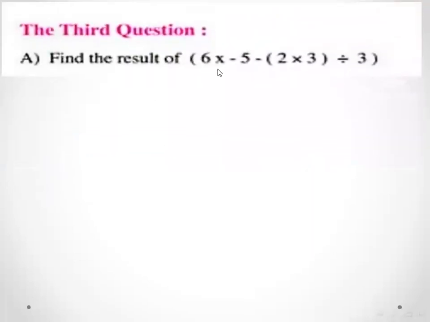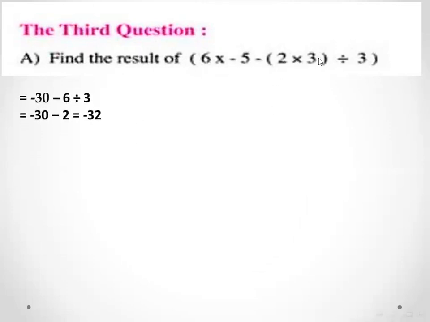Third question. Find the result of 6 times negative 5 minus 2 times 3, divided by 3. Order of operations. Do I have a power here? No, I don't have a power. So I'm going to take the next step, brackets. I have 2 brackets here, so I'm going to start with the small bracket.